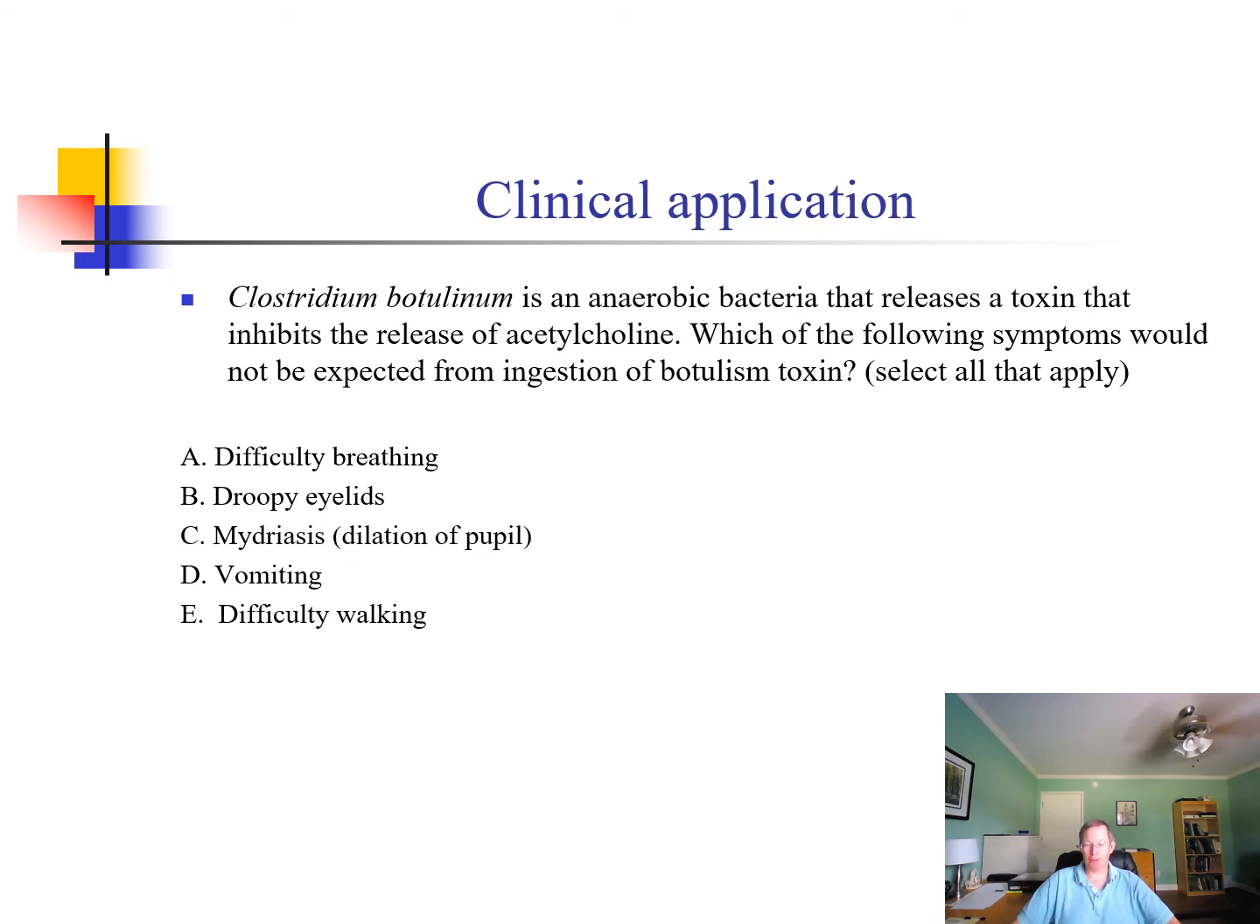So let me give you an example. Let me ask you a question. You may have heard of botulism poisoning. Clostridium botulinum is a bacteria. It produces a toxin that inhibits the release of acetylcholine. So which of the following symptoms would not be expected if you ingested botulism toxin?